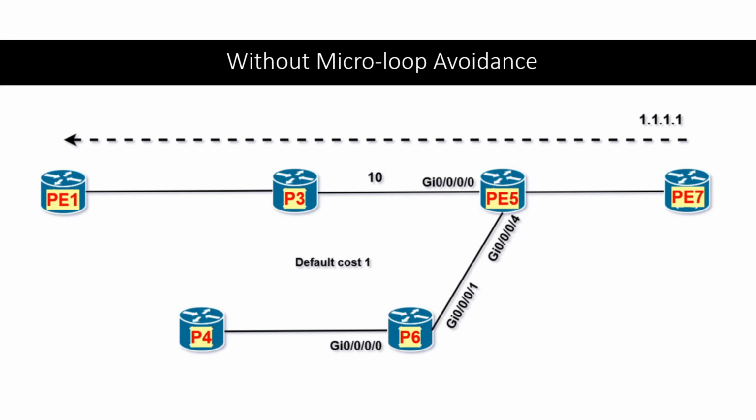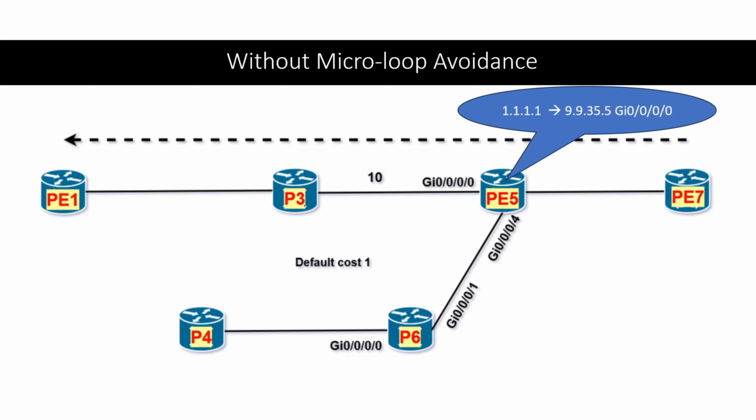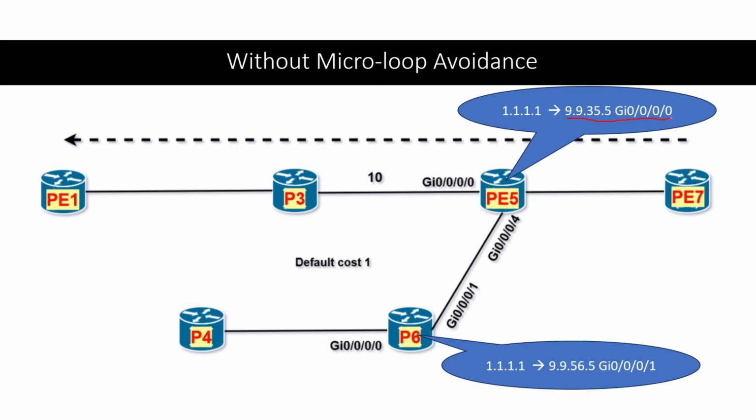So this is the lab topology for today's session. Traffic is going from P1 to P7 via P5 and P3. And P5 is pointing towards P3 next hop, which is going via gig 000. P6 is pointing towards PE5 via the interface gig 0001. This is how it works in the normal scenario.